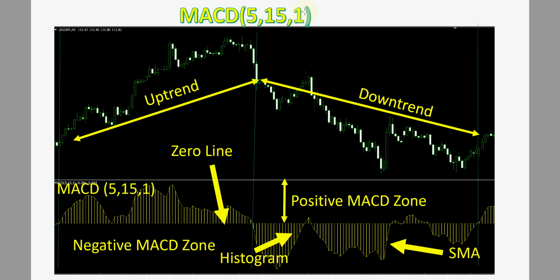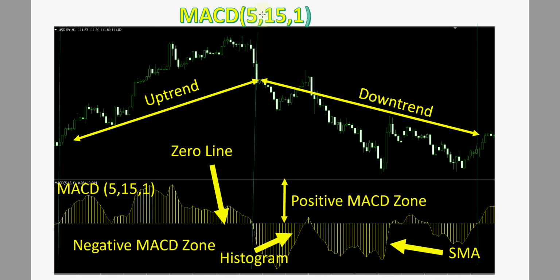This is the second MACD we will use. We call it the small MACD. We use yellow color for it, and the settings are 5, 15, and 1. The same thing that applies to the big MACD also applies to this one. The difference is that this MACD has smaller settings and it reacts to price movement much faster because of the settings.